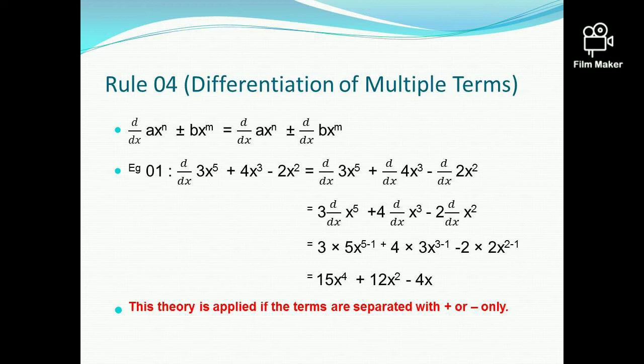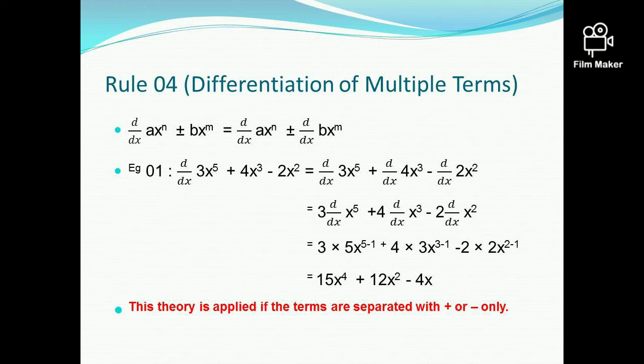Let's try to verify this theory from example number 1. There you can see you have to differentiate 3x to the power 5 plus 4x to the power 3 minus 2x to the power 2. If you use this rule number 4, you can differentiate 3x to the power 5 separately, 4x to the power 3 separately and 2x to the power 2 separately, and you can use the intermediate operations.